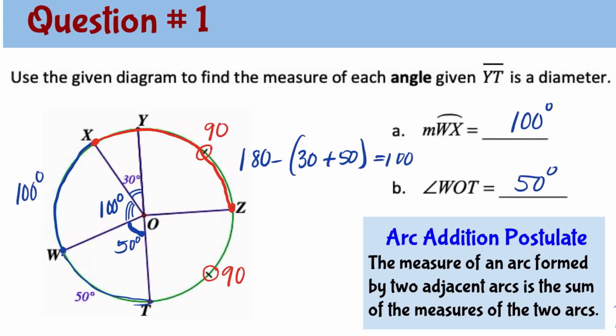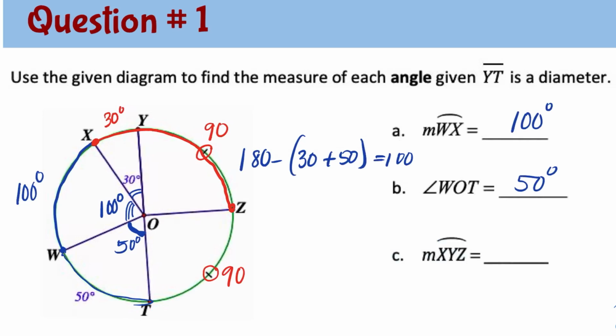And what's the measurement of XY? 30 degrees, right? Because that is the same thing as the measurement of the central angle. So to find the measurement of arc XYZ, we simply add the two arcs, 30 degrees and 90 degrees. So the measurement of arc XYZ is 120 degrees.